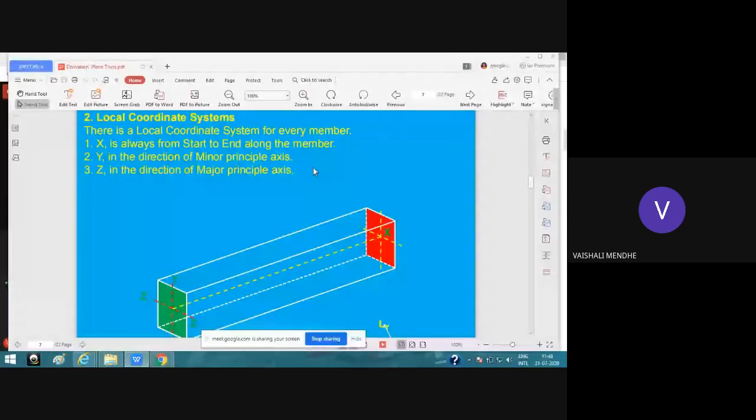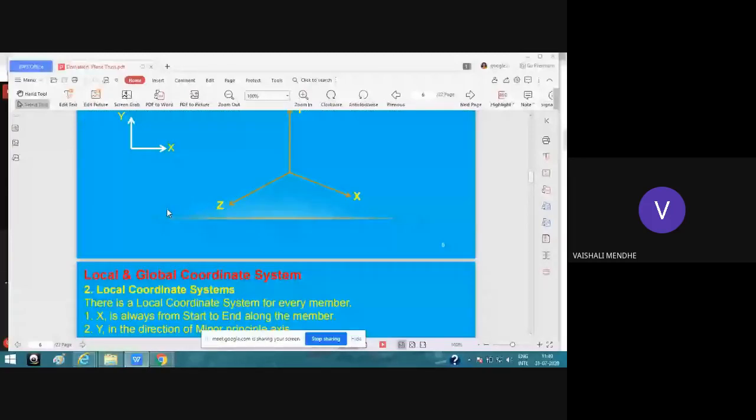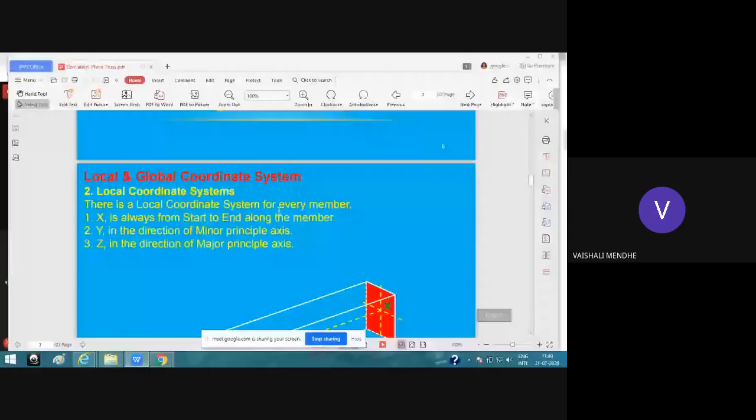But the global coordinate system is a universal set of coordinates and it will never change. Okay, so these are the two types of coordinate systems we are using for the analysis of structures. Here you can see there is a global x and a local x coordinate system. This is the global coordinate system.